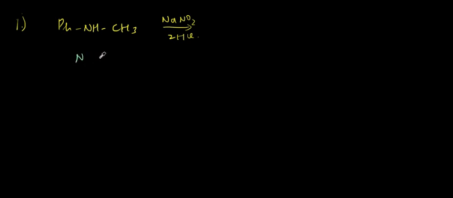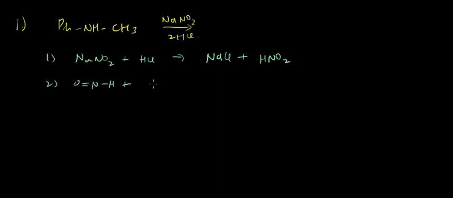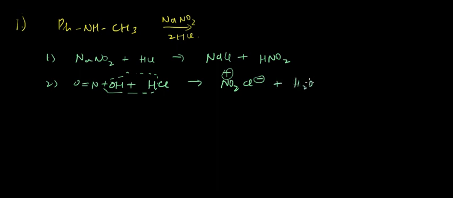So we have NaNO2 plus HCl as the first step. We'll get something like NaCl plus HNO2. In the second step, we have HNO2 plus again HCl. We'll get something like this: the water molecule will remove itself and we'll get NO2 plus Cl minus and a water molecule.